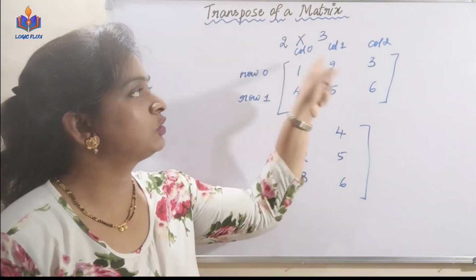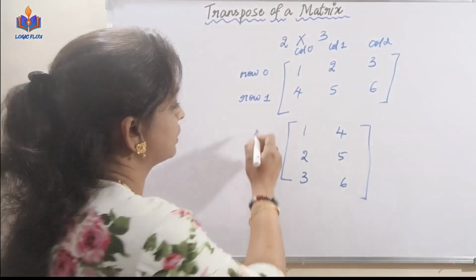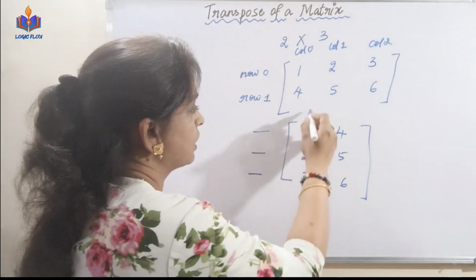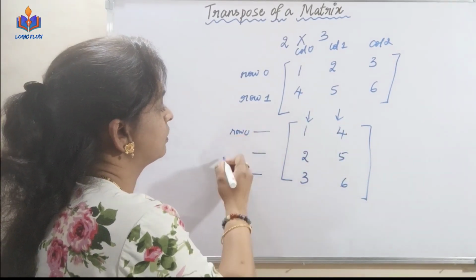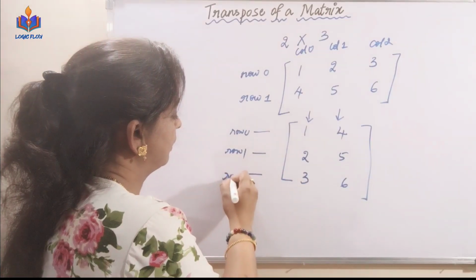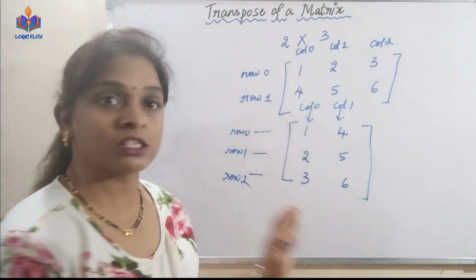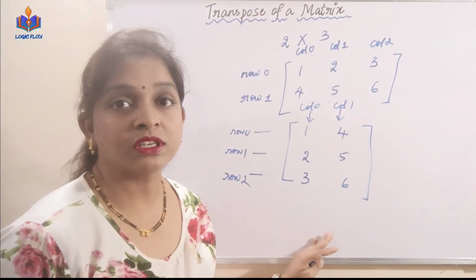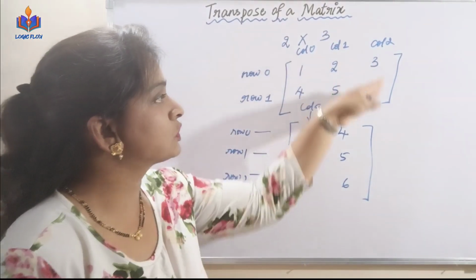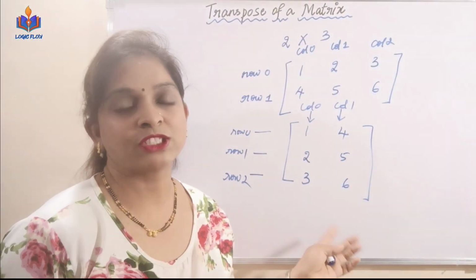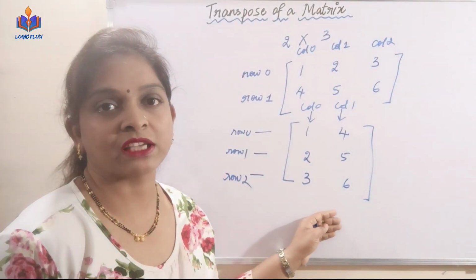Row will be converted to column and column will be converted to row. So now how many rows? 1, 2, 3. 3 rows. And how many columns? 2 columns. This is row 0, row 1 and row 2. This is column 0 and column 1. This is what I need to do. So how to convert this row to columns and this column to rows? Row value has to be changed to column and column value has to be changed to row. So this is the resultant matrix I need to generate.